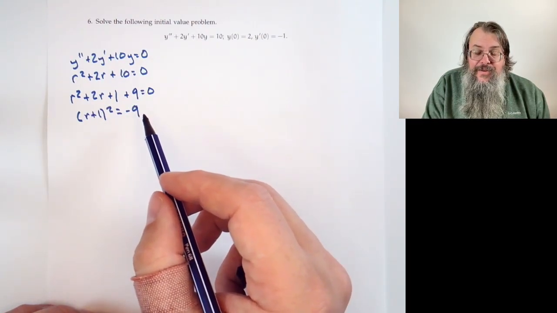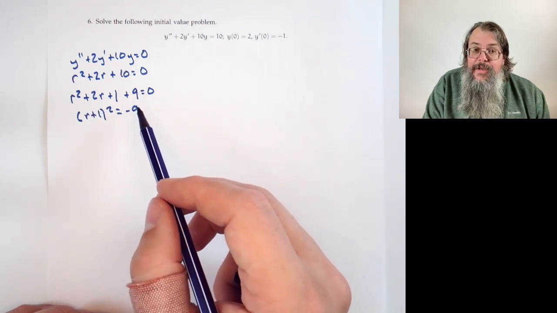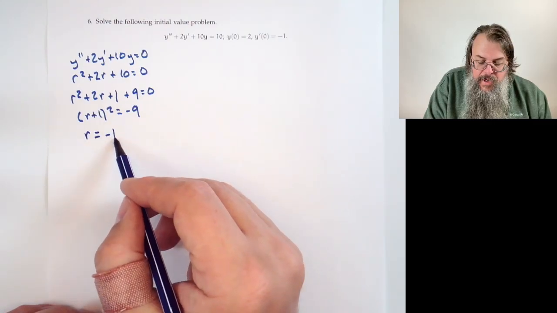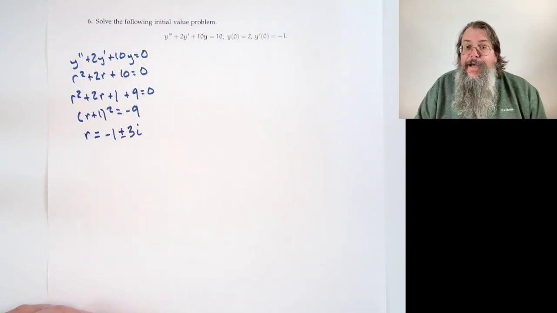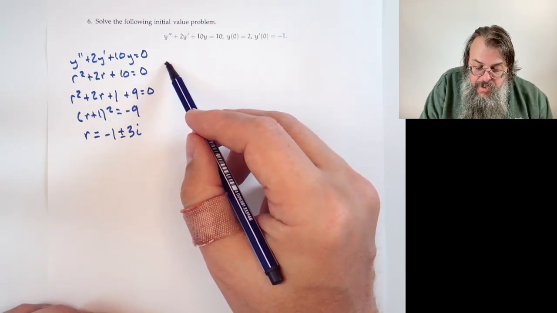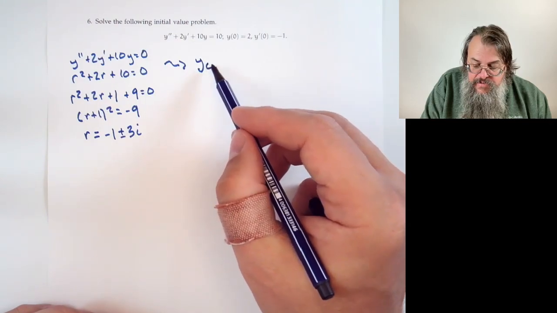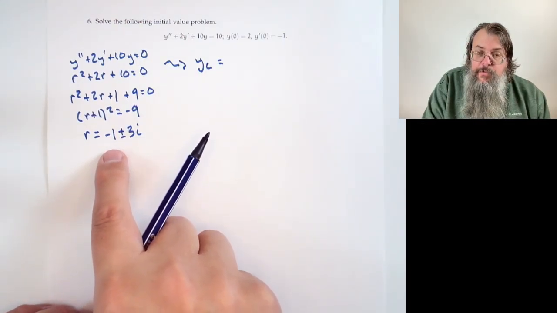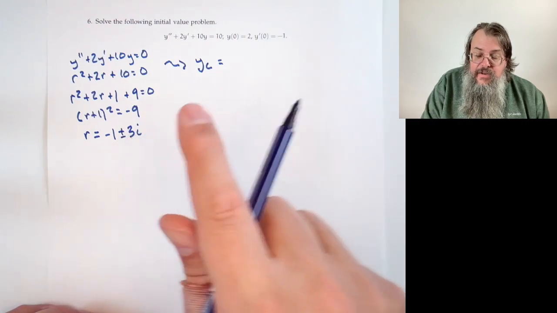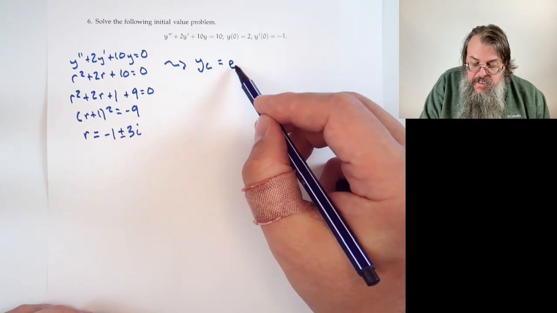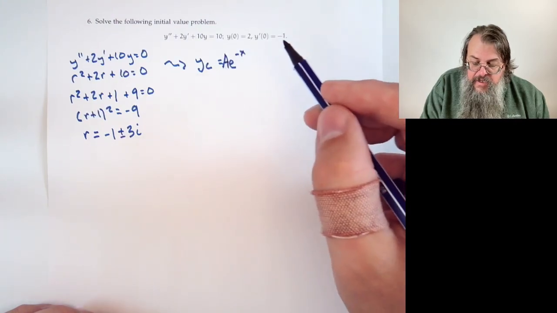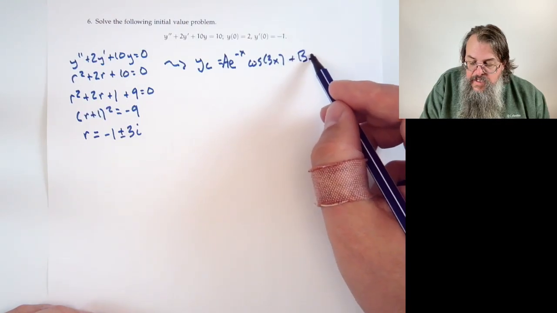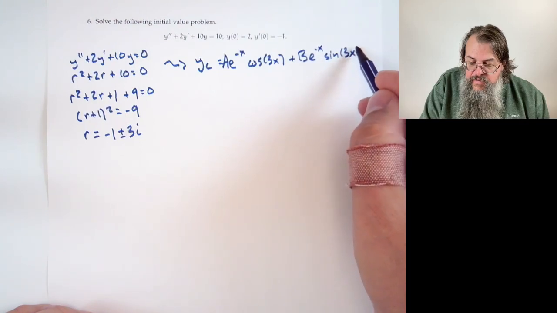And then we see, hey, that tells us what's happening. Square root of minus 9 will give us 3i plus and minus, and then the minus 1 comes across. So we end up with r is minus 1 plus minus 3i. All right. Well, that tells us that our homogeneous part, the complementary solution part, if you will, the minus 1 will be in the exponential, the 3 will go into the sine and cosine. So we're going to have a e to the minus x cosine 3x, e to the minus x sine 3x.